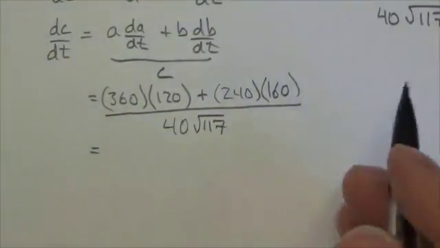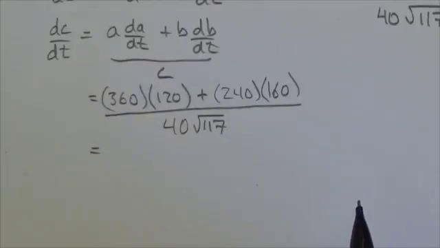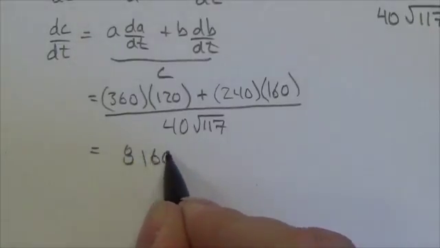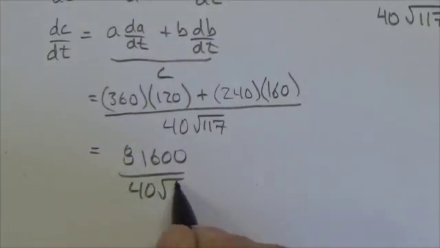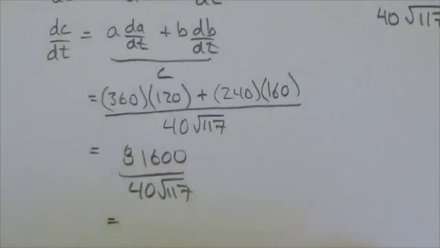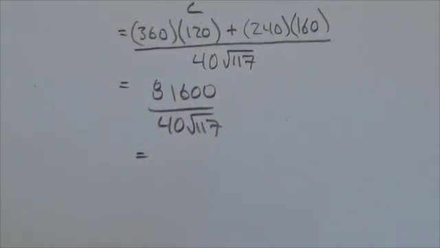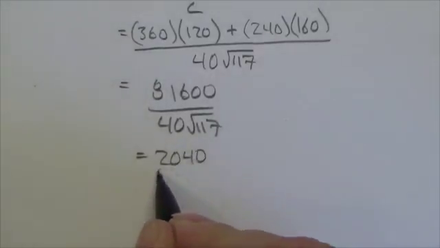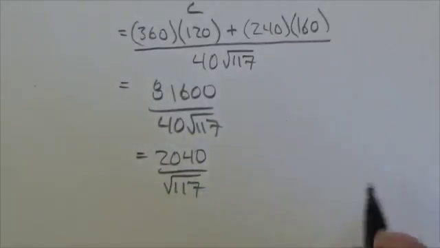And so now I'm just going to evaluate all that. Everything is there that I need. I just got to put it together. So 360 times 120 plus 240 times 160. So we get 81,600 over 40 root 117. And now I'm just going to simplify by dividing that by 40. So I get 2,040 over the square root of 117.